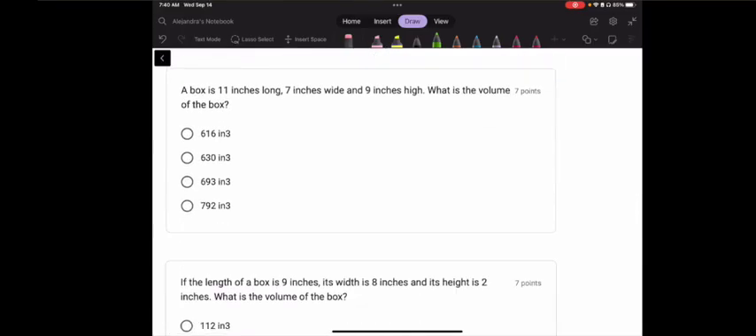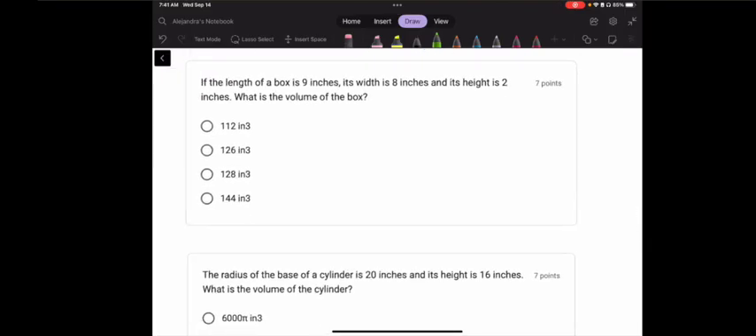A box is 11 inches long, 7 inches wide, and 9 inches high. What is the volume of the box? So the volume of a rectangular prism, or in other words a box, is going to be length times width times height. So the volume here will be 11 times 7 times 9. So the volume will equal 11 times 7 is 77 times 9. We'll do that over here on the side. That's going to be 63, carry the 6, and that's going to be 63 plus 6 is going to be 69. So the volume would equal 693 inches to the third power.